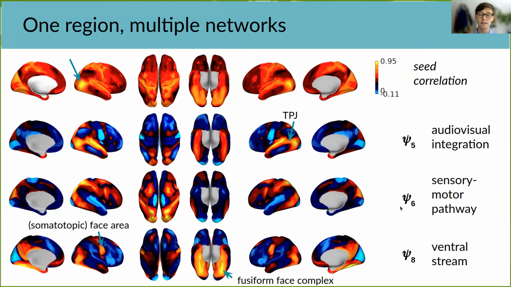In this 6th functional harmonic, you see the sensory motor pathway. So you see this nice pathway going up to parietal cortex. And in the 8th functional harmonic, you can see the ventral stream, which includes this fusiform face complex, which is responsible for perceiving faces. And interestingly, it also includes the somatotopic face area. So you see how this one region, MT, has different functions depending on which regions you look at. It's involved in different overlapping networks.